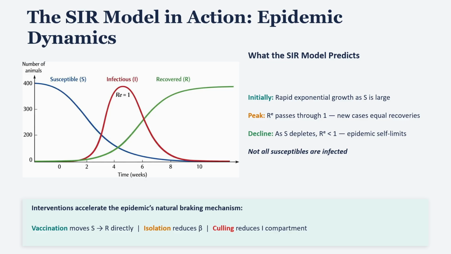Interventions accelerate this breaking. Vaccination moves animals from S to R without going through I. It shrinks the susceptible pool much faster than natural infection would, driving RE below 1 before as many animals are infected. Isolation of infectious animals effectively reduces beta, the contact rate between I and S animals. Culling removes infectious animals from the I compartment entirely. All three interventions lower RE through different mechanisms, and all can be used simultaneously for maximum effect.